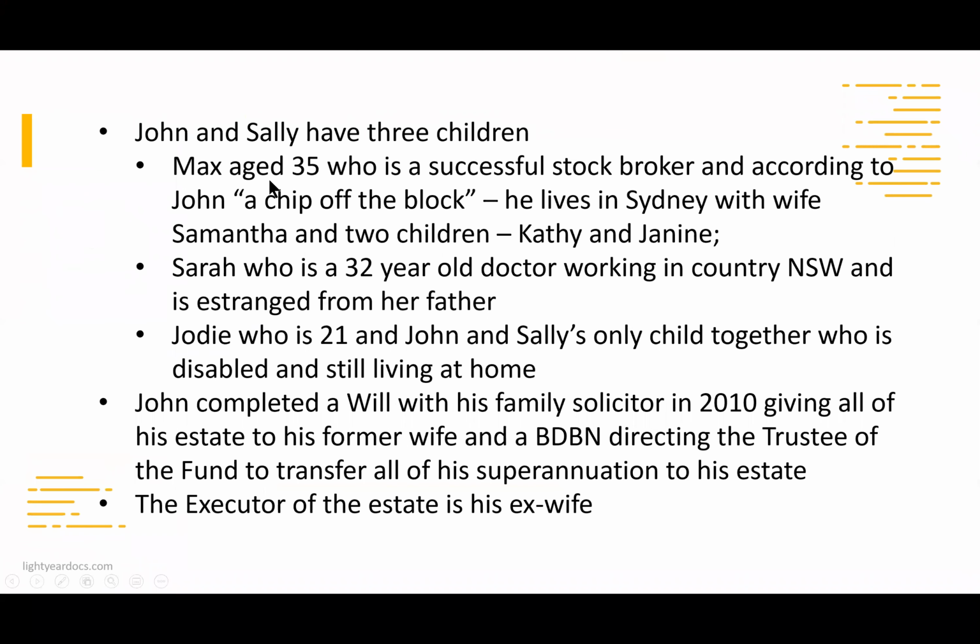John and Sally have 3 children. Max, age 35, is a successful stockbroker, a chip off the old block, who lives in Sydney with his wife Samantha and 2 children, Kathy and Janine. So he's obviously got his own children. Sarah, who's a 32-year-old doctor working in country New South Wales, is estranged from the father. So as soon as you see that, you can see the lights flashing. You're thinking, uh-oh, family provisions, family provisions. Jodie, who's 21, is the disabled daughter who's still living at home. So we've got a really good little mix there. As soon as you do that, I would say, obviously, you're not going to do it yourself.